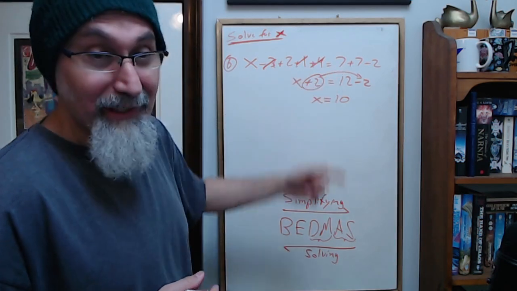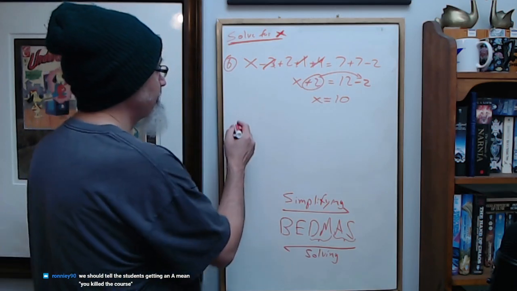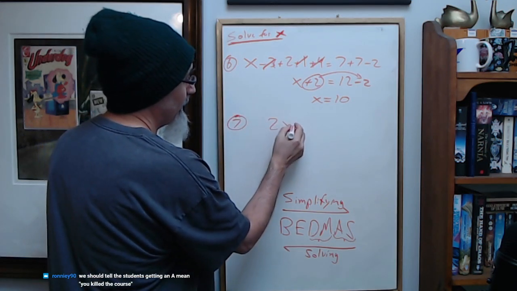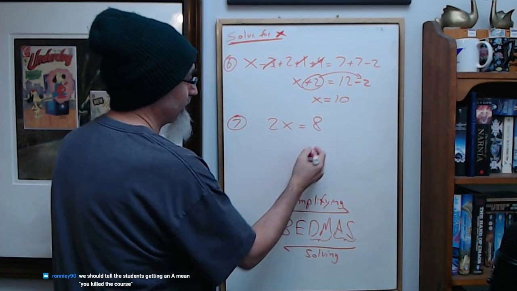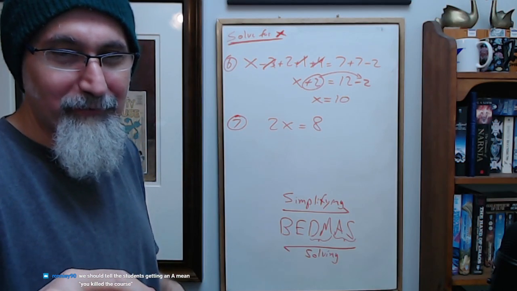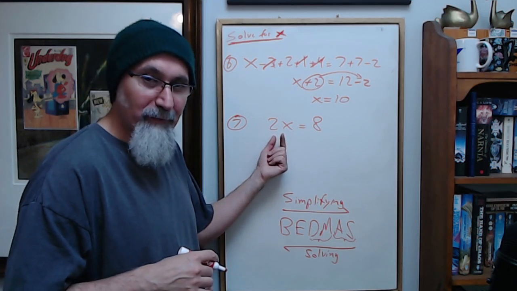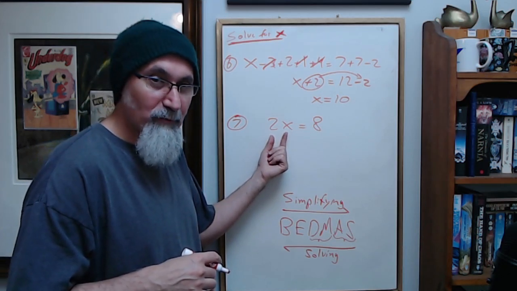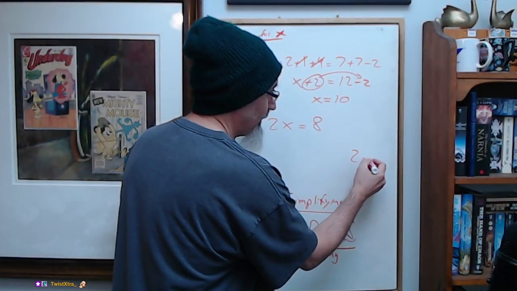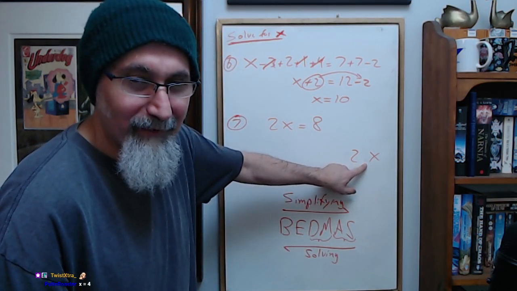So that's how we deal with adding and subtracting. Let's look at multiplication. Let's do 2x is equal to 8. As soon as I wrote it down, I knew you knew what that was. Whenever you have a number in front of a variable, a number in front of an x, that means multiplication. So this really means 2 times x. But mathematicians are lazy, so we're not going to include that.